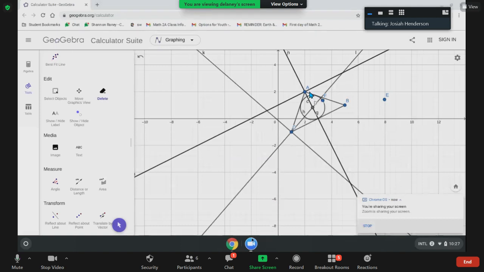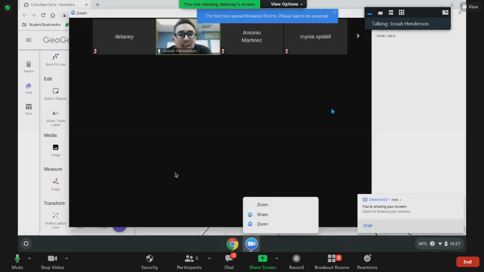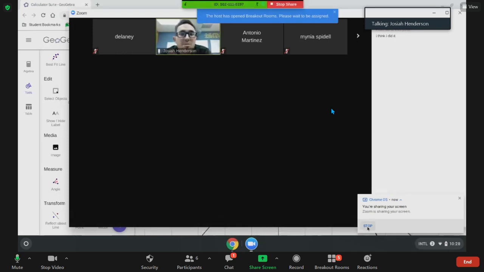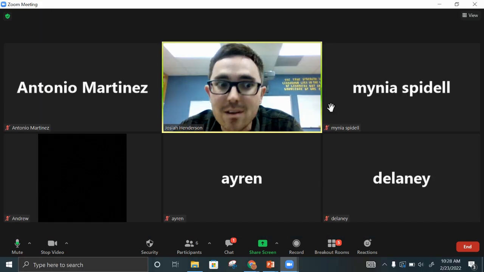So Delaney, this looks terrific. You've got your randomly made triangle. You've got two angles being bisected, and then you have your circle perfectly inscribed. I love it. You can stop sharing if you want. You didn't do the third angle. Is that a big deal?